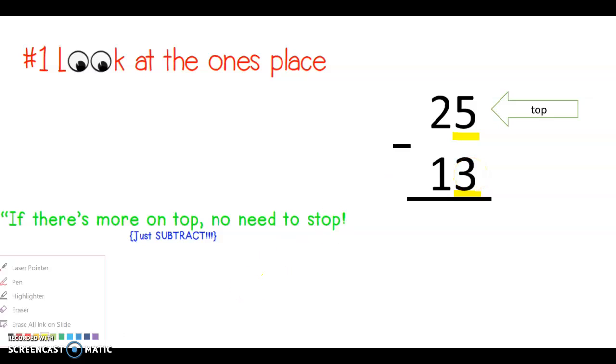We can just subtract. So I know 5 take 3 away will give me a difference of 2. And then 2 tens, taking 1 ten away will give me a difference of 1. So I know that 25 minus 13 gives me a difference of 12.